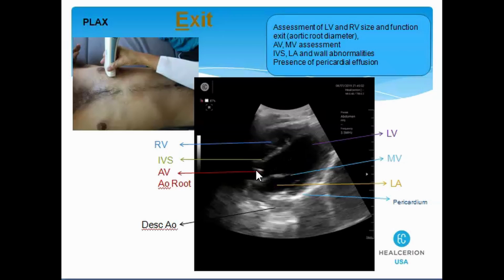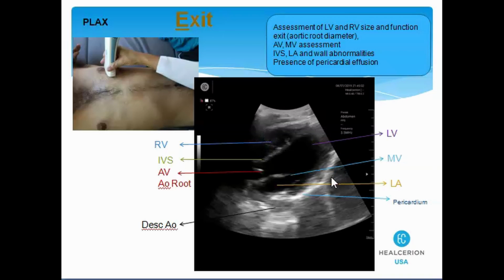It will open into the aorta. So these hyperechoic moving structures are the aortic valves, and here is the aortic root. Above the left ventricle, you will see another long linear, valve-type structure, and this is the interventricular septum. Above the interventricular septum, close to the patient's chest, is the right ventricle.